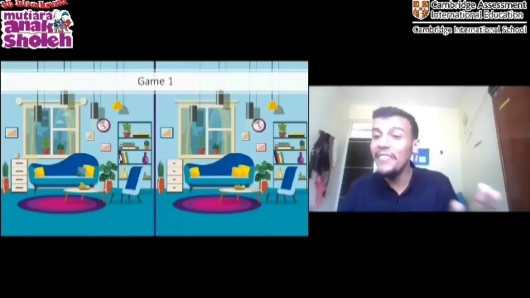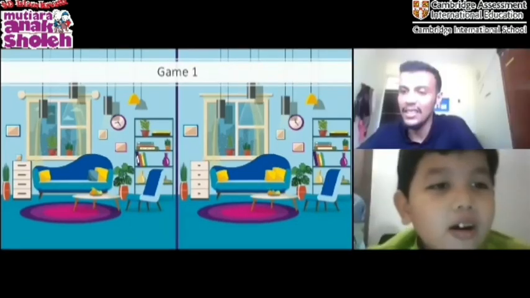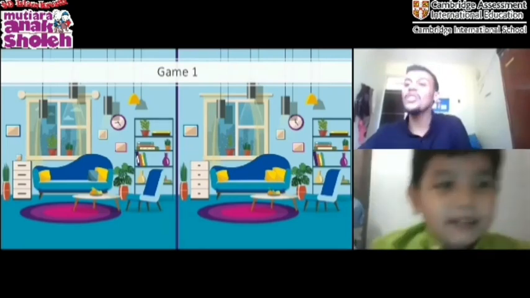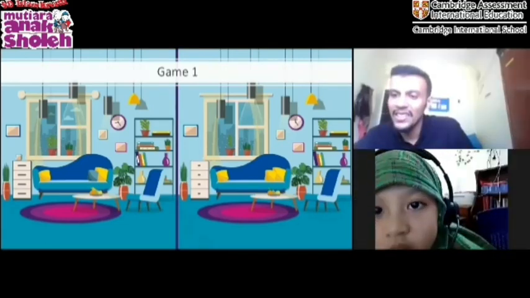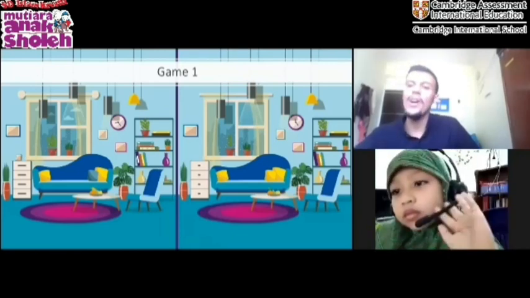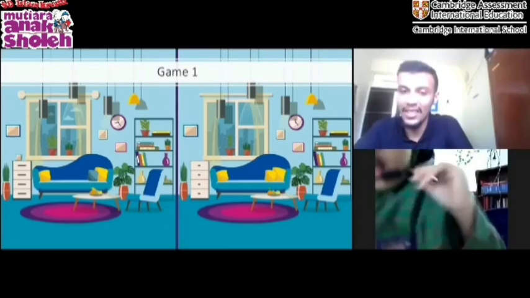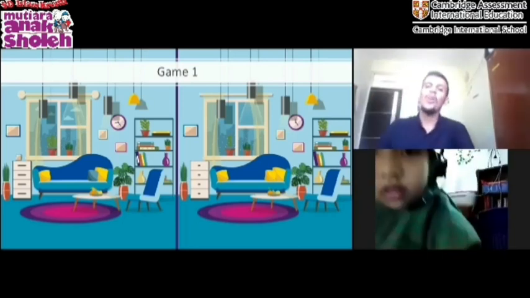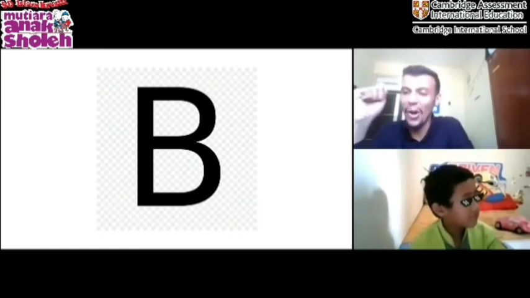There are some differences between the two photos. Who will tell me the first difference? The pillow. The window. No, you have to say it in English: up of the window. Okay. The pillow. What's the difference with the pillow? The color is different. That's correct. Okay, another one. The clock. Who talked? Blue. One by one.